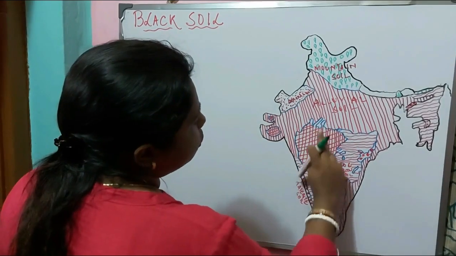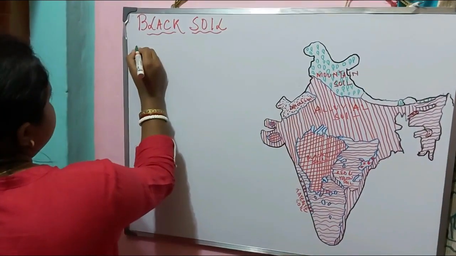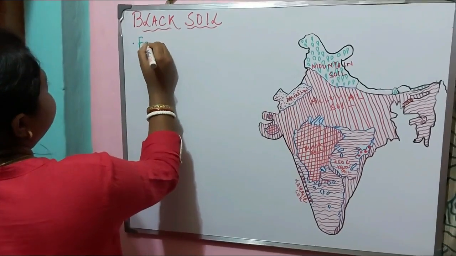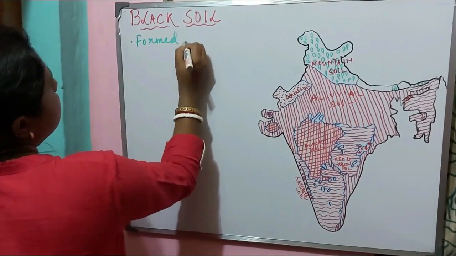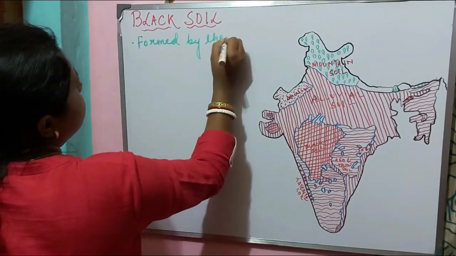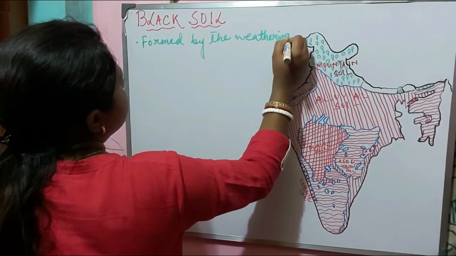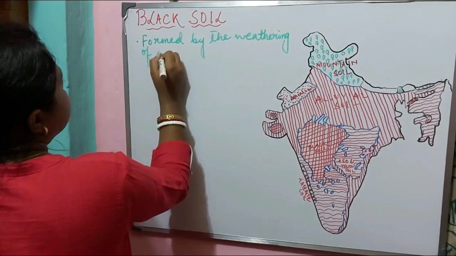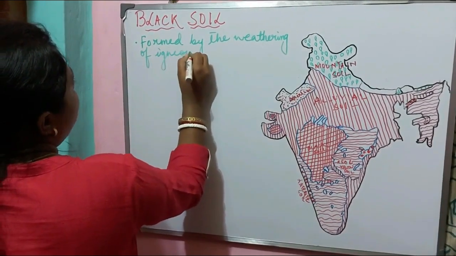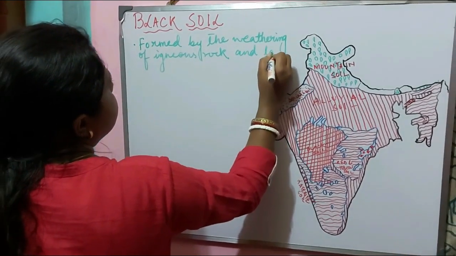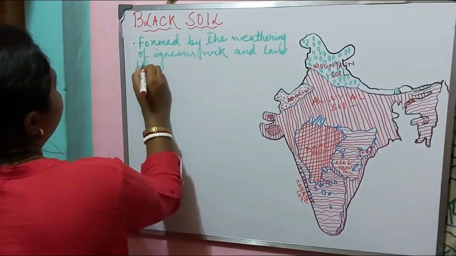You can see this is the region of black soil. Black soil, how is it formed? So it is formed by the weathering of igneous rock like basalt and lava flow.